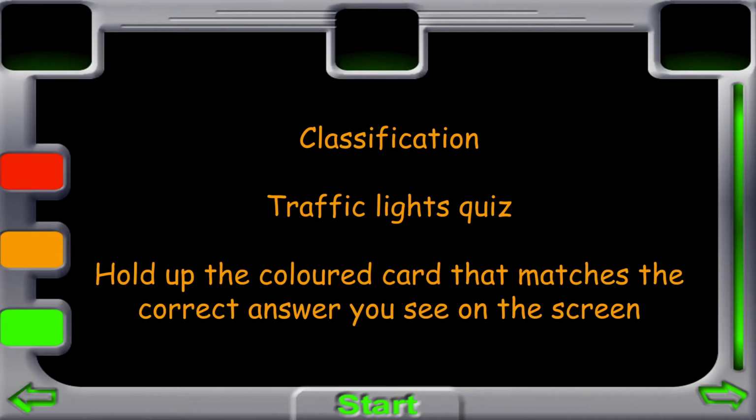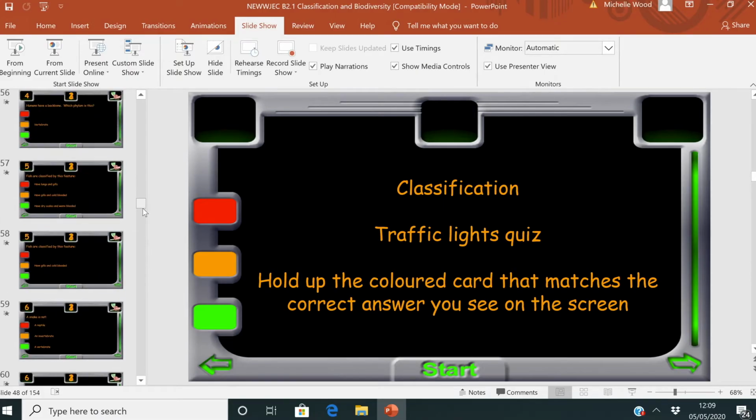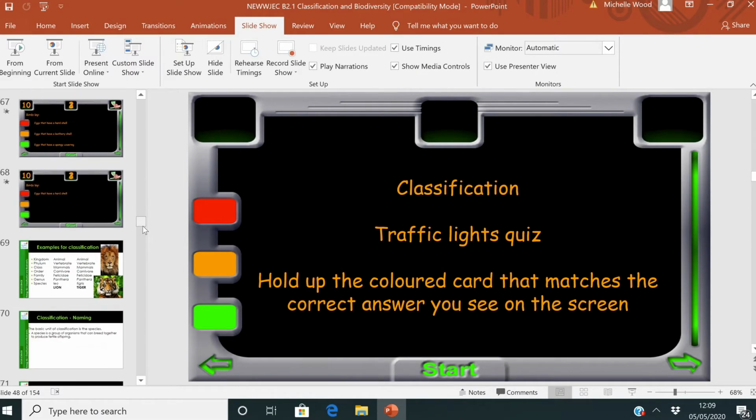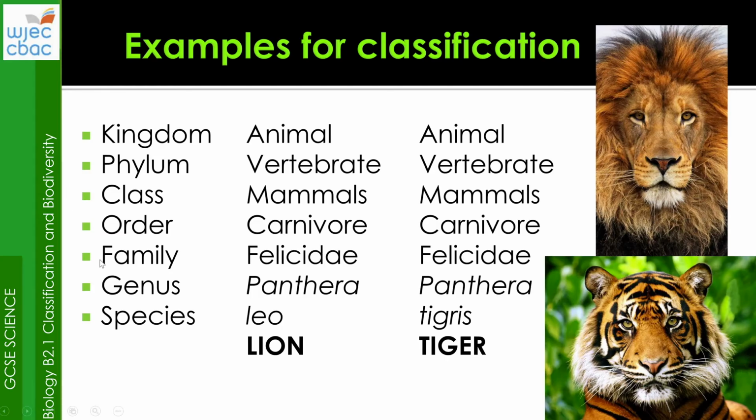So in the previous lesson, hopefully you completed the traffic lights quiz to have an understanding of classification of some organisms. In this very brief lesson, we're just going to talk about the binomial system of classification.